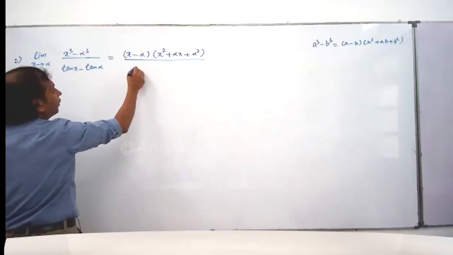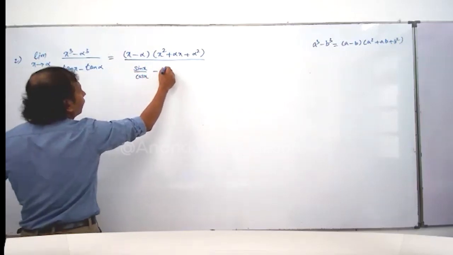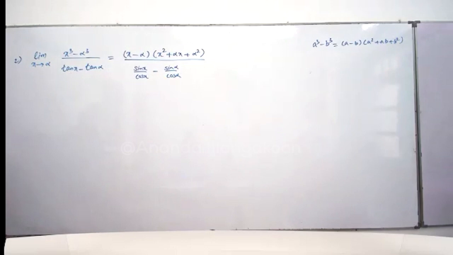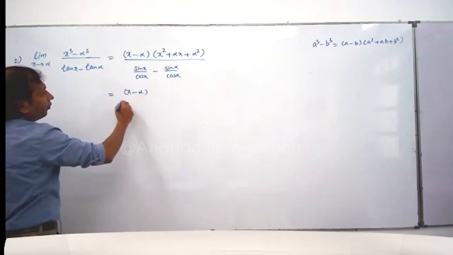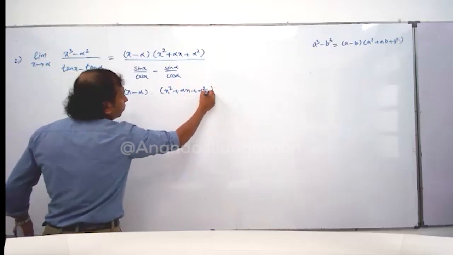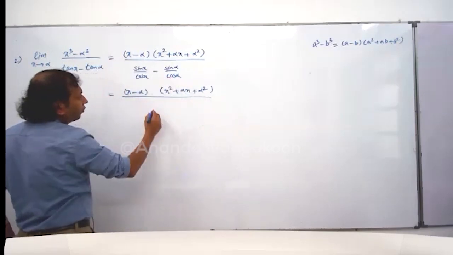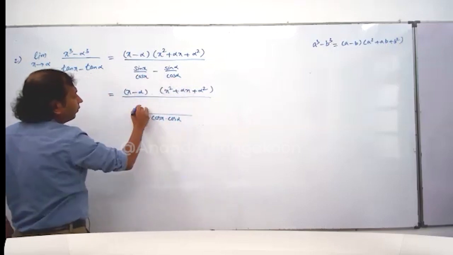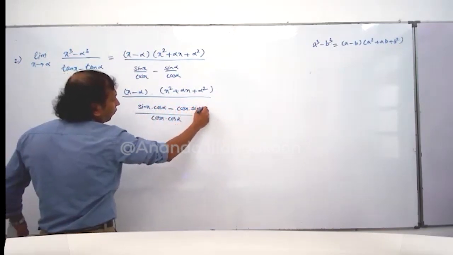Okay, now in the denominator, tan x we write as sin x by cos x, and tan alpha as sin alpha by cos alpha. Now take the common denominator as the product of cos x and cos alpha. When I take this, cos alpha comes here: sin x cos alpha minus cos x sin alpha.